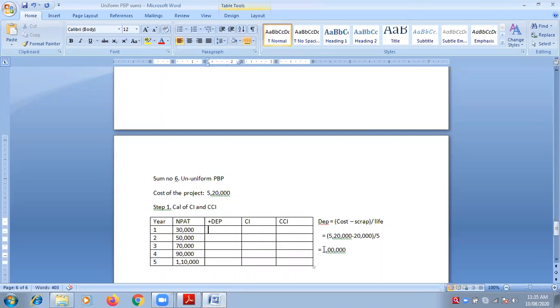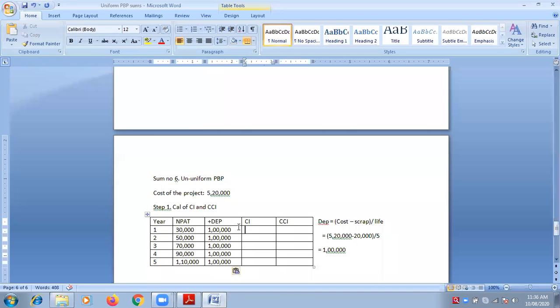So I'll copy paste 1 lakh here in every column of the depreciation, in every row of the column of depreciation. So now 1 lakh is same all throughout the 5 years. That is known as straight line method, no? Straight line method means every year depreciation will be same.